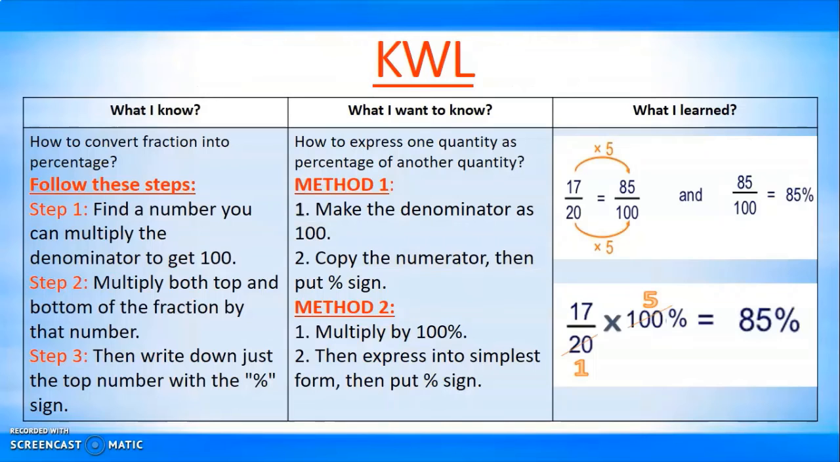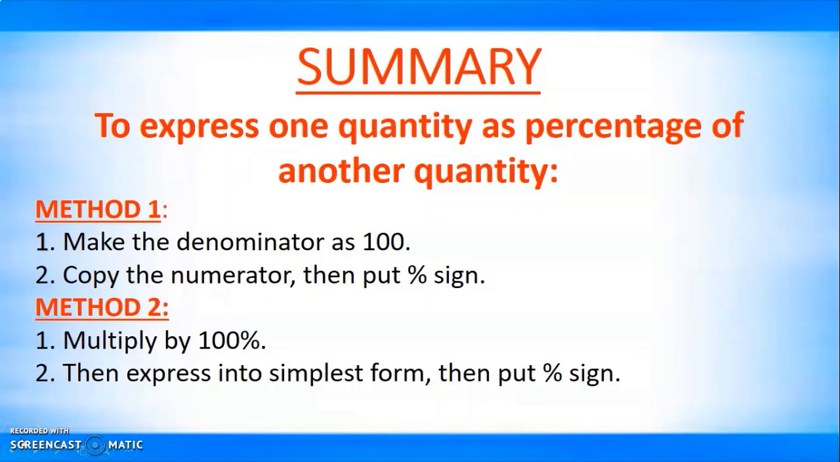What did you learn in this lesson? You learned the two methods in expressing one quantity as percentage of another quantity. To sum up our lesson, to express one quantity as percentage of another quantity, we have two methods. Method 1, first make the denominator as 100, then copy the numerator, then put percent sign. Method 2, multiply by 100%. Then express into simplest form, then put percent sign.